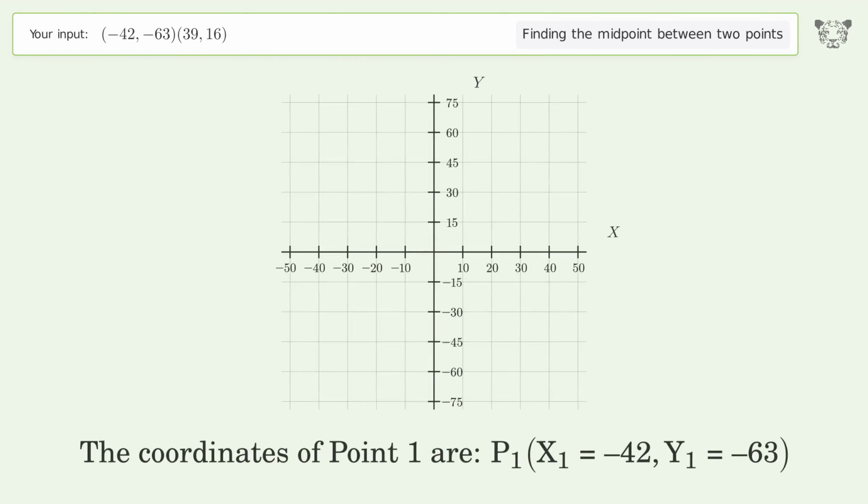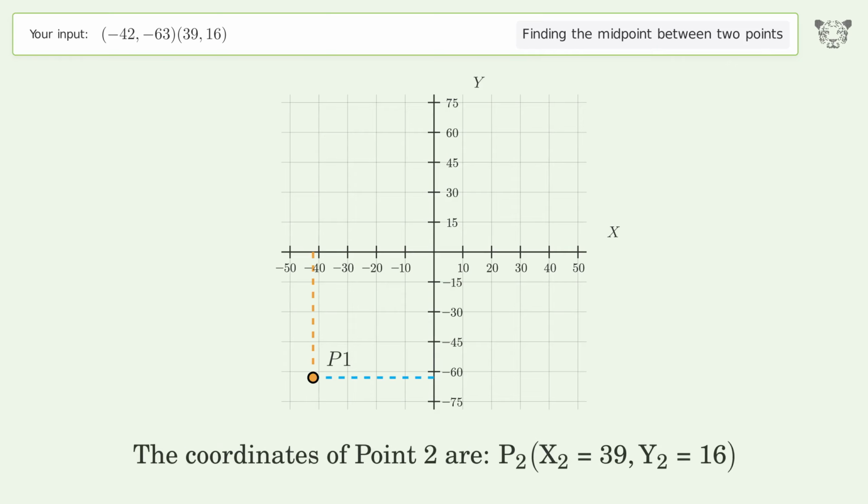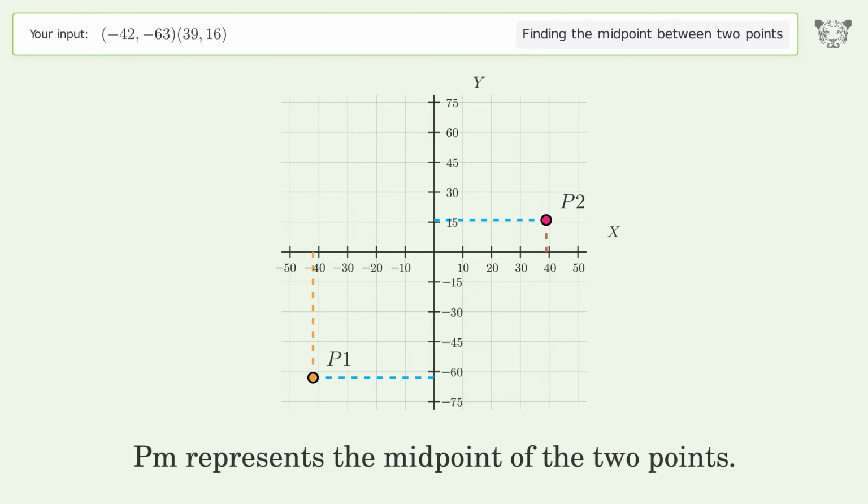The coordinates of point 1 are x1 equals -42, y1 equals -63. The coordinates of point 2 are x2 equals 39, y2 equals 16. PM represents the midpoint of the 2 points.